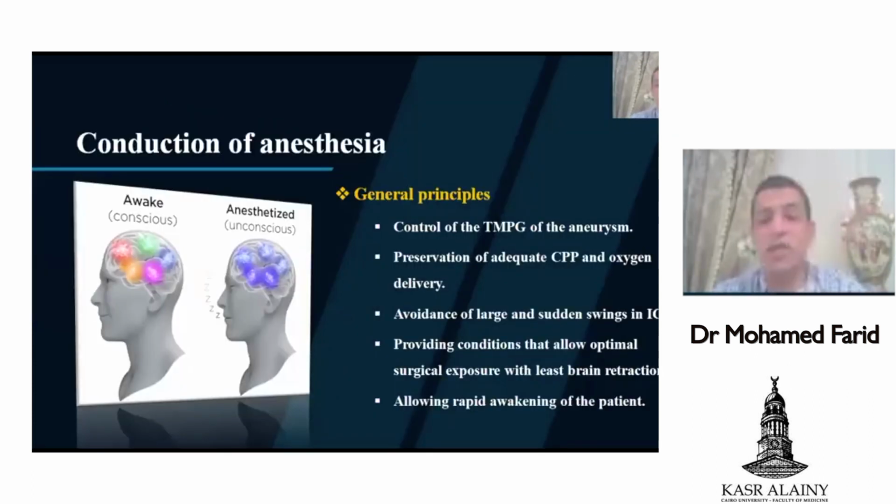Conduction of anesthesia. General principles for conduction of anesthesia are control of the transmural pressure gradient of the aneurysm, preservation of adequate cerebral perfusion pressure and oxygen delivery, avoidance of large and sudden swings in the ICP, providing conditions that allow optimal surgical exposure with the least brain retraction, allowing rapid awakening of the patient.